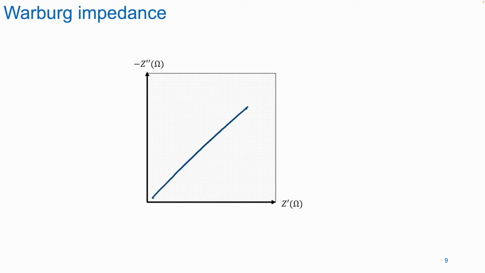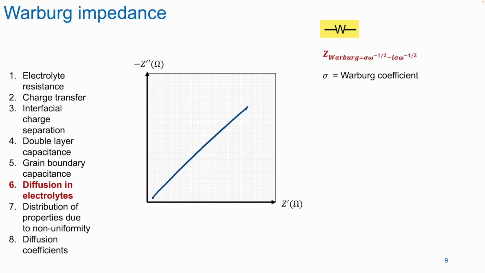The Warburg impedance models diffusion in electrolytes. This non-ideal diffusion is a special case of constant phase element, and it subsumes non-idealities of real electrodes.